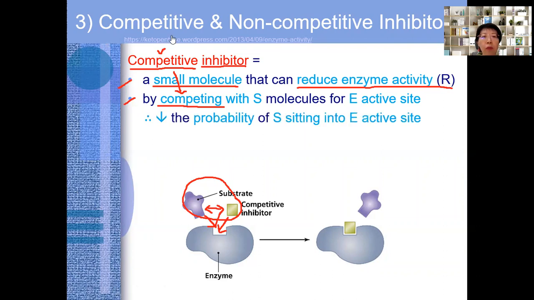So what happens when the inhibitor competes with the substrate for the enzyme active site? This will reduce the probability of the substrate sitting into the enzyme active site, right? Because the chance goes from originally 100% when there's no inhibitor to 50% chance of sitting in. So it is reduced. After that, what happens? It will reduce the probability of the substrate sitting in the enzyme, so the probability of ES complex formation is reduced, and the probability of product forming is reduced. Therefore the rate will decrease.